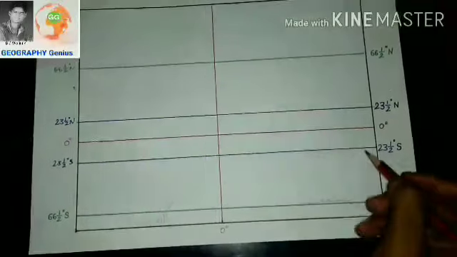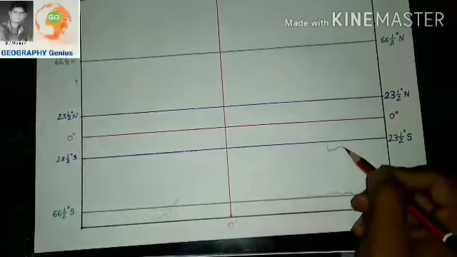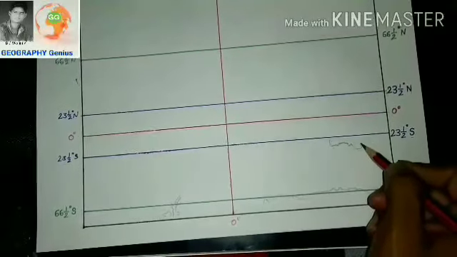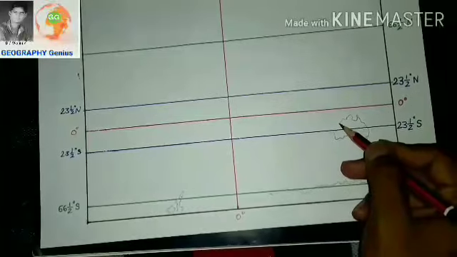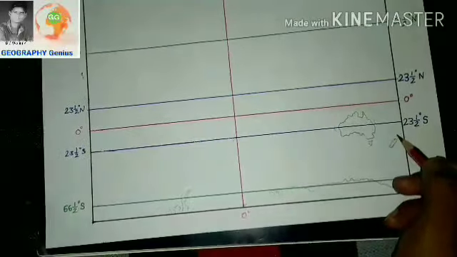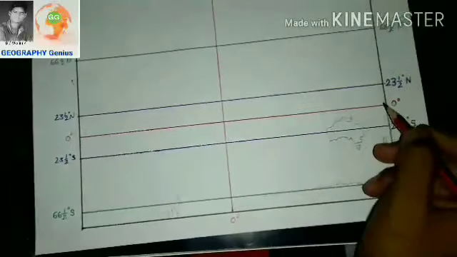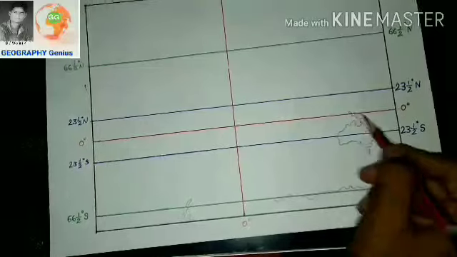Later we draw the Australia continent at 23.5 degree south. The 23.5 degree south line crosses the middle of Australia, and we draw New Zealand and a small part of Oceania.